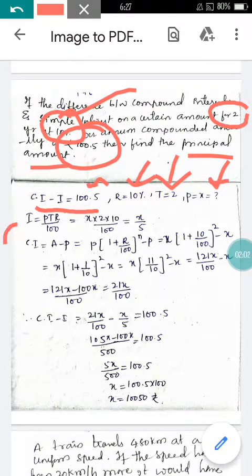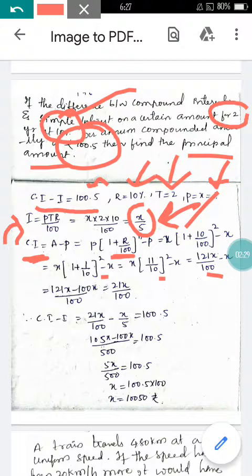As you know, the simple interest formula, I equal to PTR upon 100. Just make use of that formula and put the values, then you are going to get the answer as x upon 5. On the similar basis, find compound interest A minus P. Here you have the formula for annual income, that is P into 1 plus R upon 100 whole raised to n minus P. Make use of that formula and substitute the values, then you are going to get the simple term as 21 upon 100 into x, right?